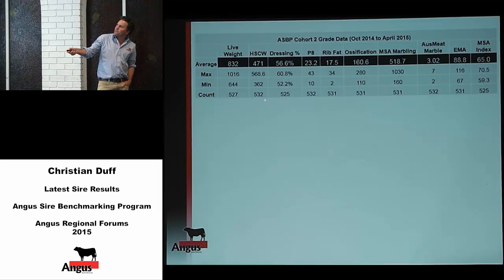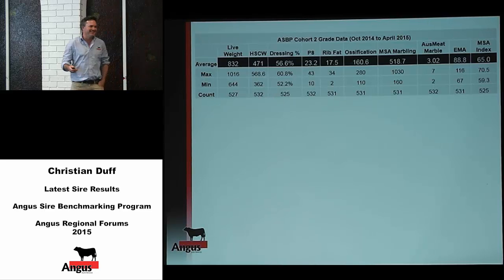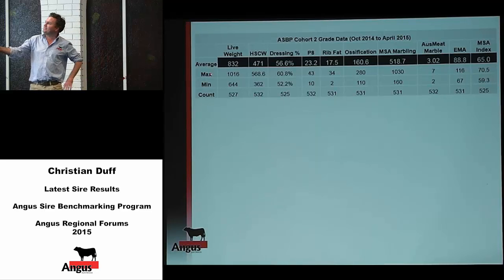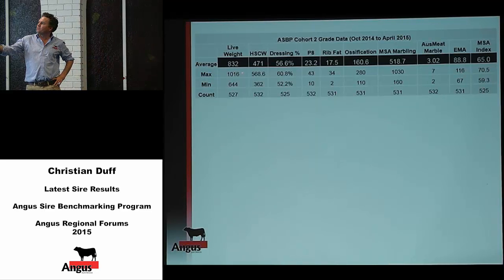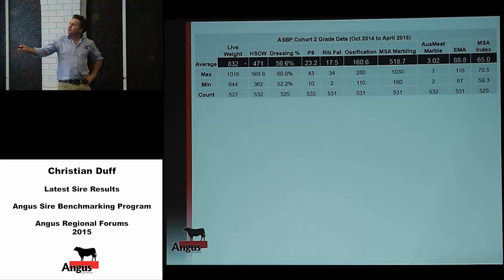Why we've got more hot standard carcass weights than live weights is that a couple of them can't actually fit into the crush and be weighed, so they skip around the side. But there's variation there, as you can see. The minimum is 644, the maximum is over a tonne. Plenty of variation to work with. Hot standard carcass weights, you can see the heavy carcasses, but there's plenty of variation there from 362 up to 568.